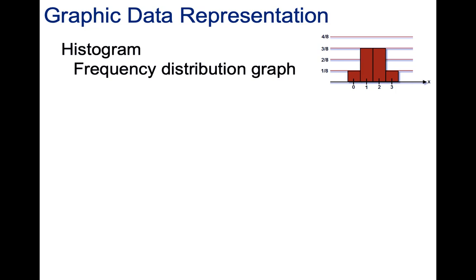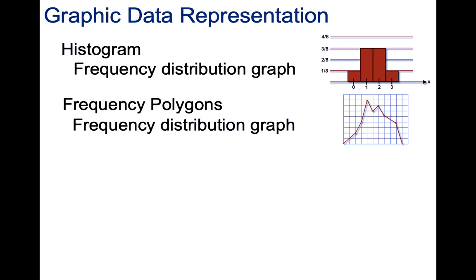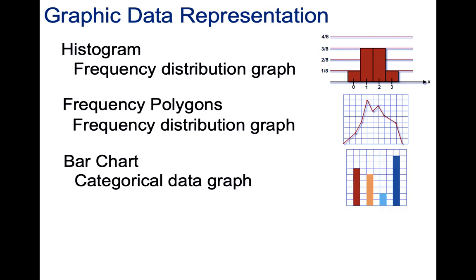Graphical data representation here. You guys hopefully have heard of a histogram. A histogram is a very useful way to visualize data, and it's what we call a frequency distribution graph. And frequency really is just telling us how often things occur, or how many people in a sample have a certain property. If we look here, frequency polygons are similar to histograms, but they're just drawn a little bit differently.